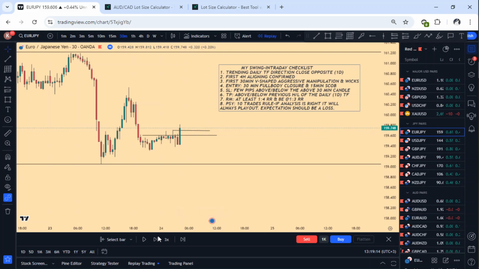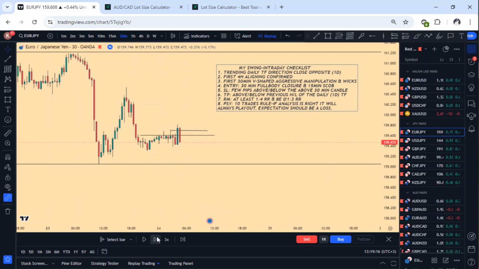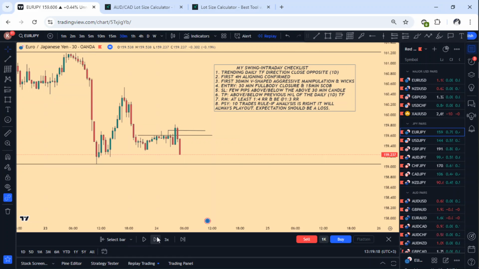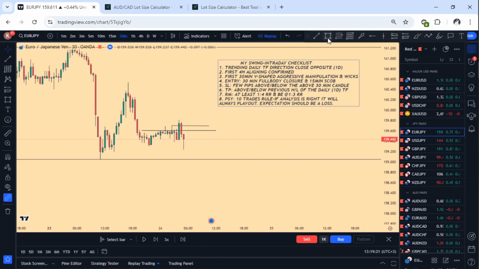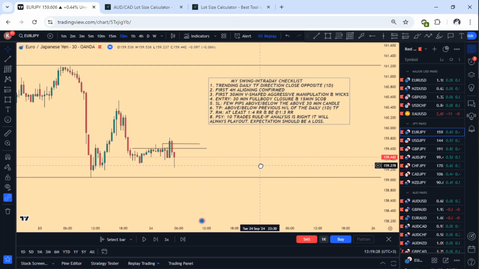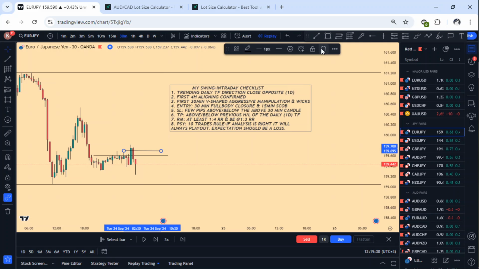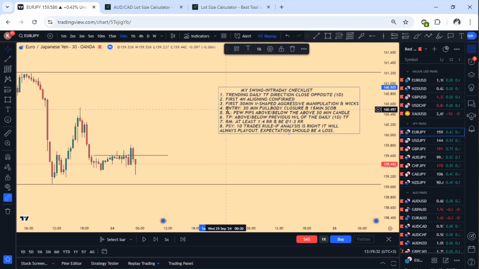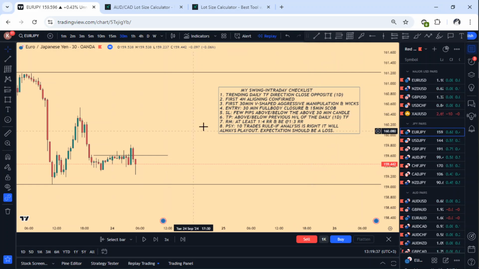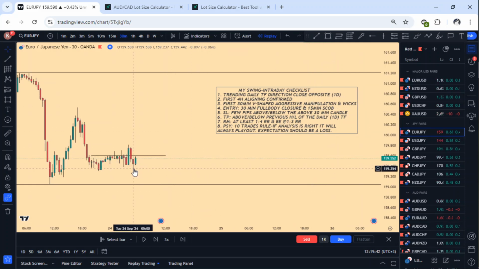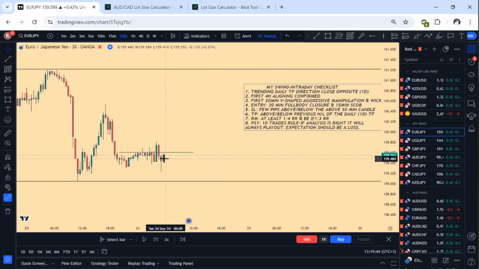So let's wait for manipulation. So you can see that it has started pulling down, and then it pulls even further down, but again you see it leaves us a nice wick, which shows that 4 hours is done pulling back. So let's wait for the first 30 minutes to be formed, because now we are into the entry. 30 minutes full body closure, so it will be having 15 minutes scope, but that is not a must. As you can see, we get a full body closure, and that is our entry at 5:30 a.m.